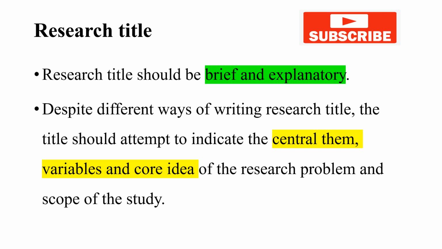Research title should be formulated so that the reader gets the contents and context of the research merely by reading the title. The research title should be brief and self-explanatory. Despite different ways of writing research title, the title should attempt to indicate the central theme, variables, so the core idea of the research problem, and the scope.